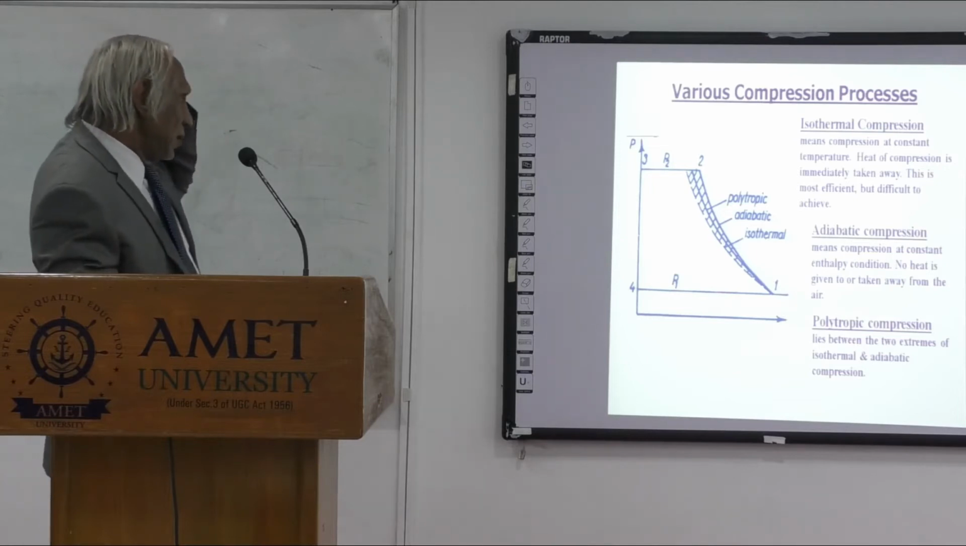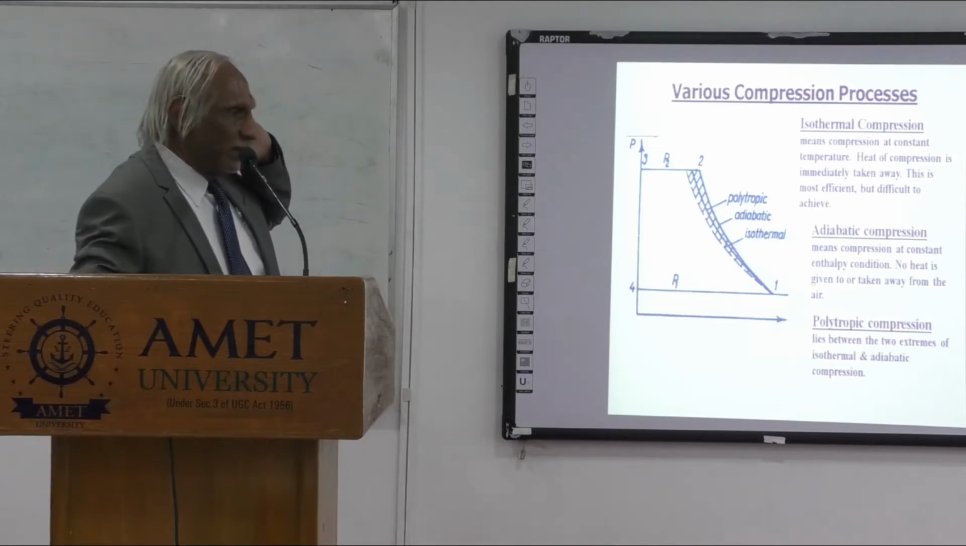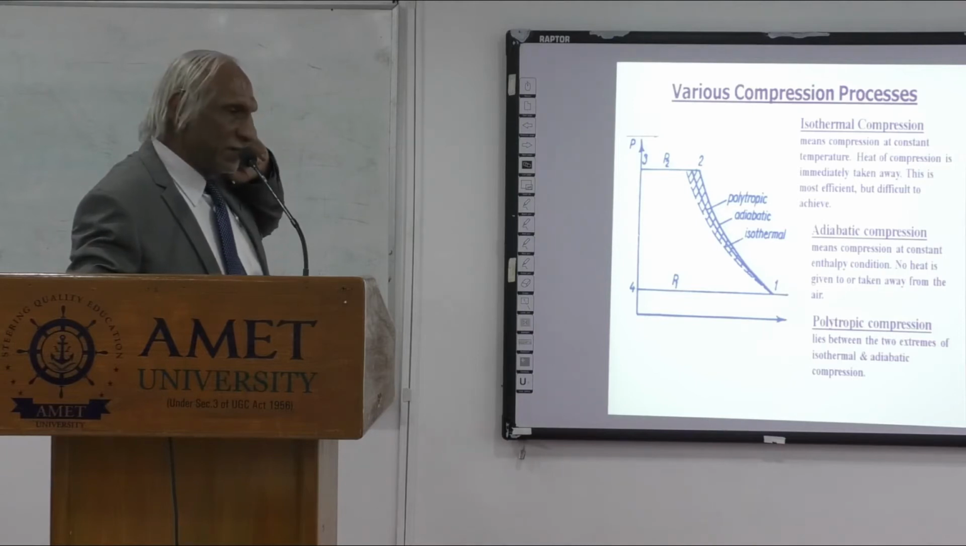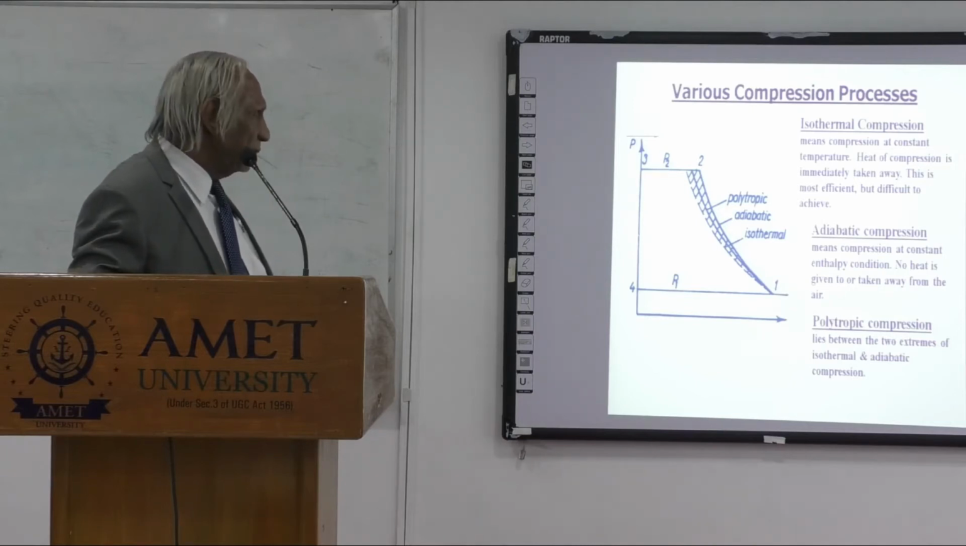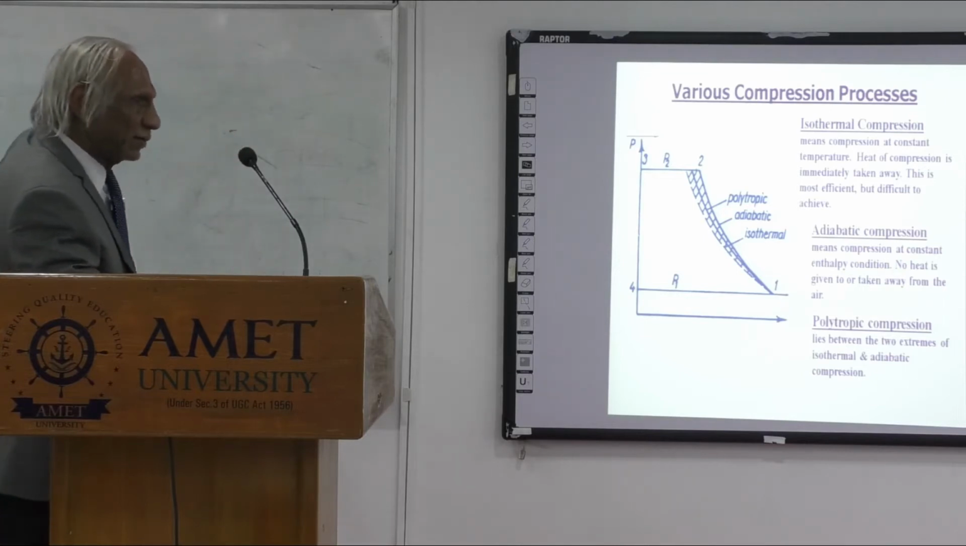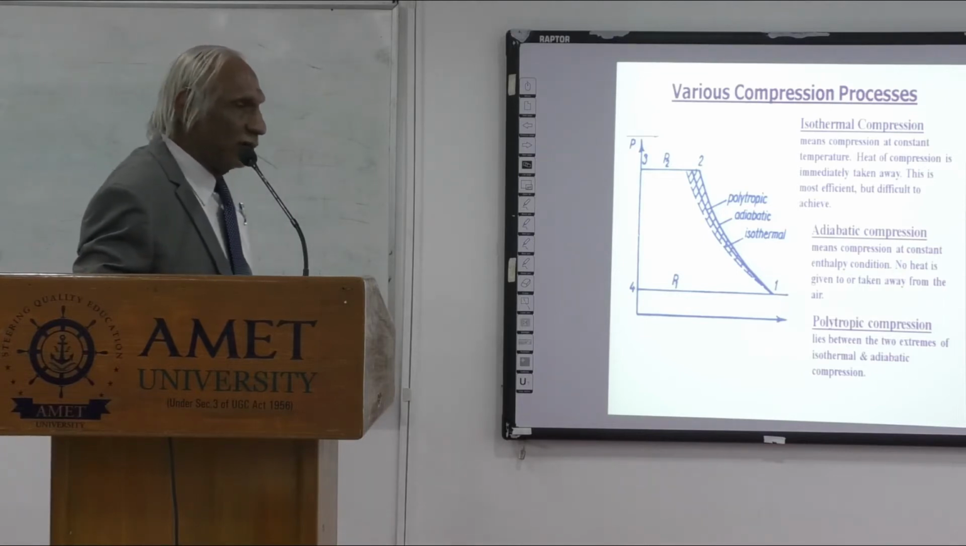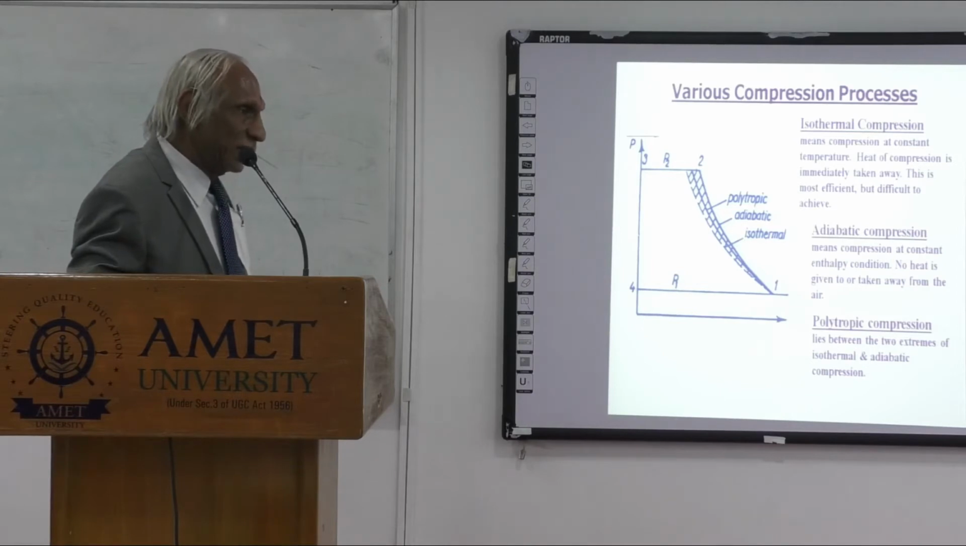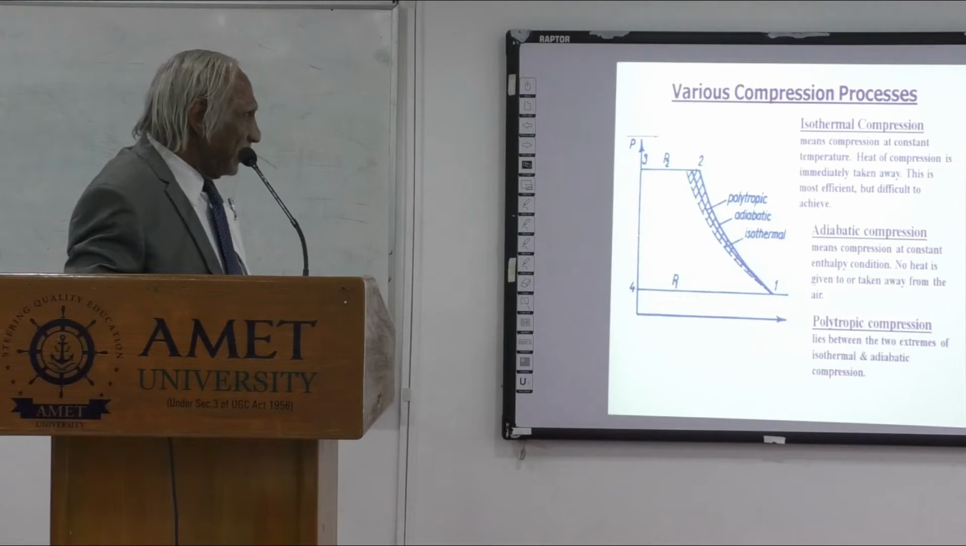Now, the normal compression we follow is polytropic compression, which is nothing but PV raised to n is a constant. The index n of the volume should be as low as possible. It should be between 1 and 1.4. The lesser is better because the work area under the PV curve will be less.